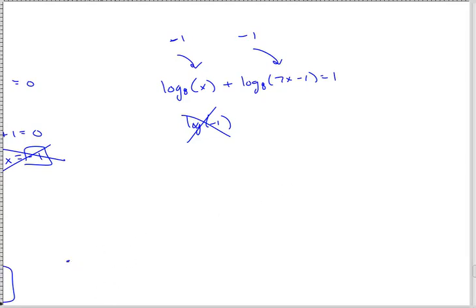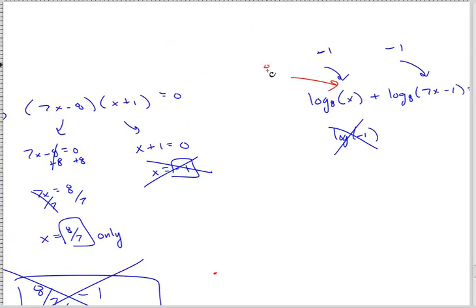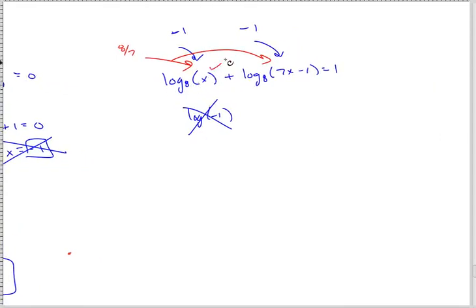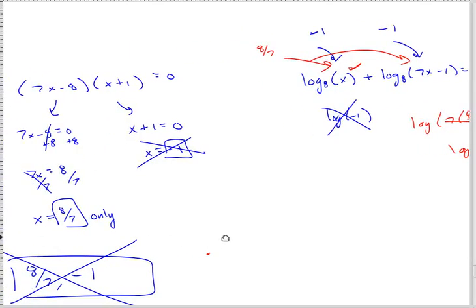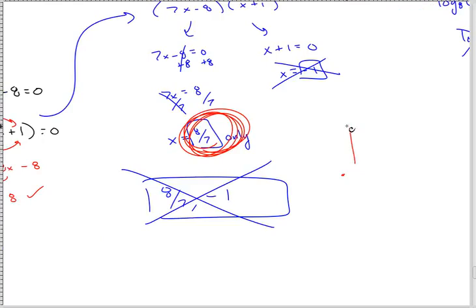Okay, but what if I try plugging in the 8 sevenths? If I plug in the 8 sevenths into both of those, that one checks out. Here we got log of 7 times 8 sevenths minus 1. The sevenths cancel. 8 minus 1 is 7. Log 7. Yeah, that's fine. So everything's fine. And that's the only one that works. Okay? So that's it. You just, like, hey, what do I type in my answer? 8 sevenths. That's it. All right, cool.